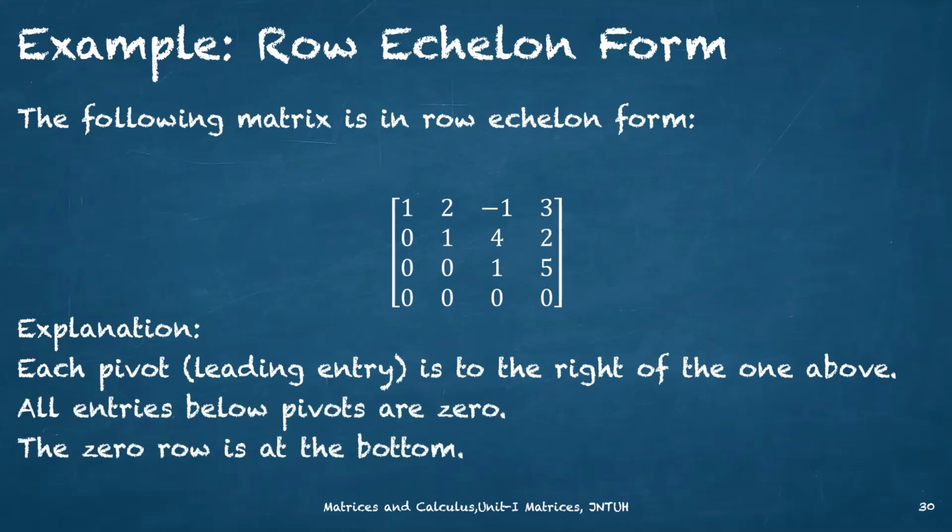Example: row echelon form. Here's an example of a matrix that is in row echelon form. The matrix has 4 rows. The first row is 1, 2, -1, 3. The second is 0, 1, 4, 2. The third is 0, 0, 1, 5. And the last row is all zeros. Let's understand why this is in row echelon form. First, each leading entry or pivot is to the right of the pivot in the row above it. Second, all the entries below each pivot are 0. And third, the 0 row is placed at the bottom. So all the conditions for row echelon form are satisfied.